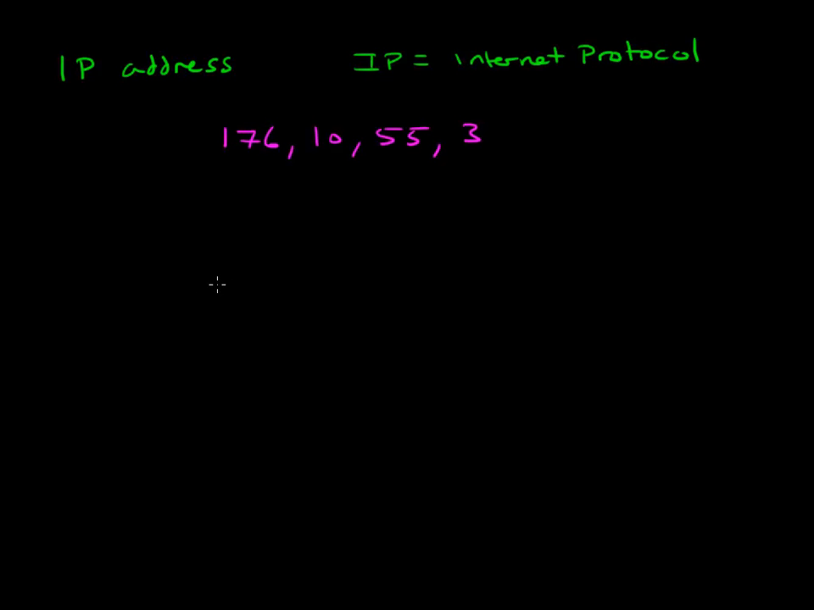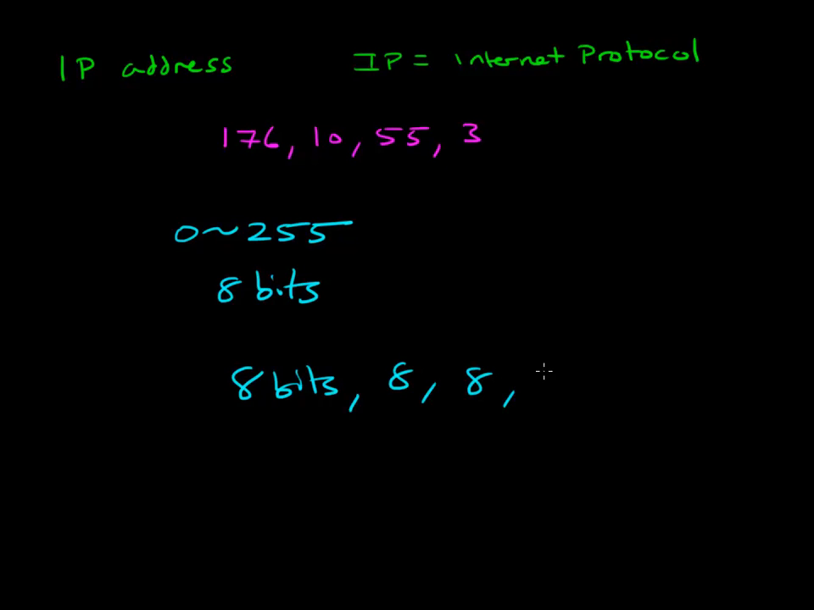Now let's look a little further at these things called IP addresses. Remember IP stands for Internet Protocol, so the protocol is the way that these computers on the internet communicate with each other. IP addresses contain 4 numbers, and each number can be from 0 to 255, and as we know, that's 8 bits. So we have 8 bits for each of our numbers. In total, an IP address is a 32-bit address.